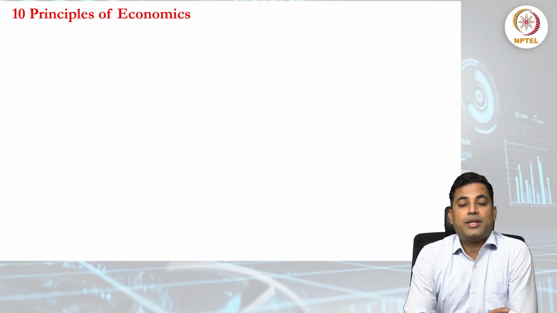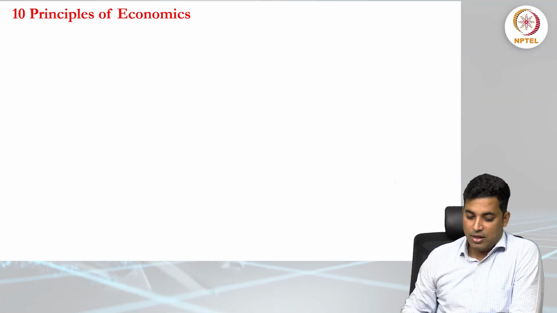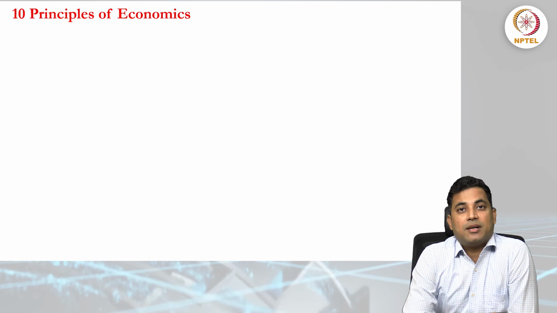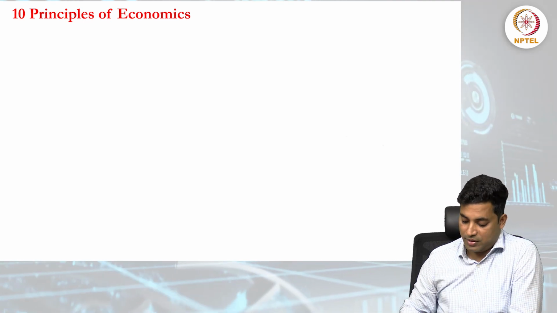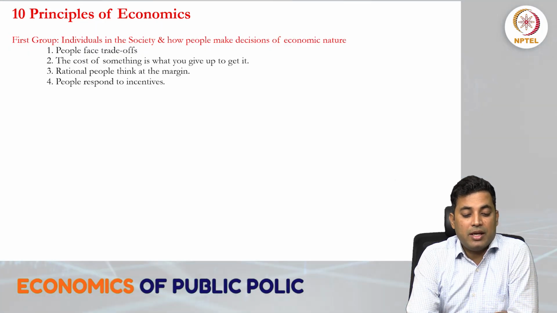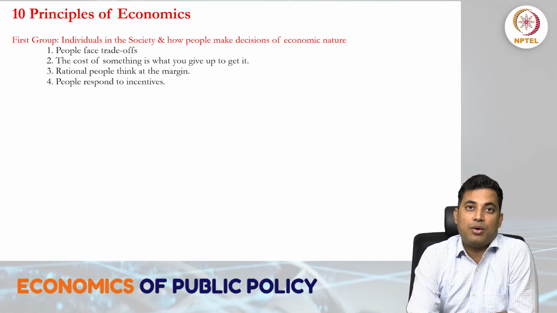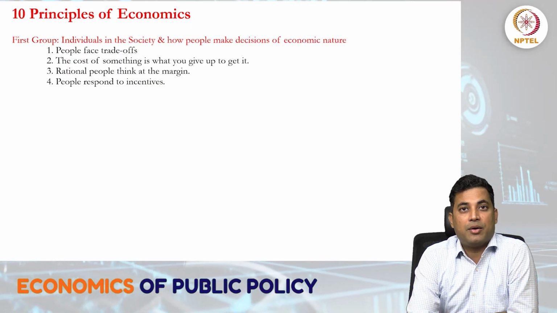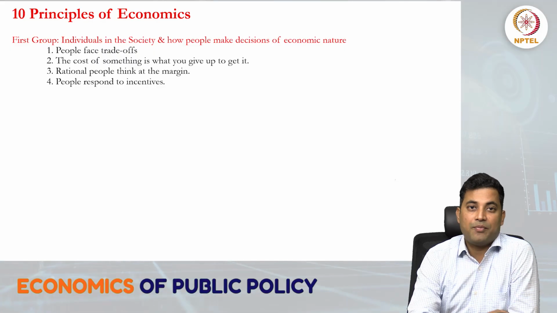So as we know, there are 10 principles in economics. For better understanding, I have clubbed the 10 principles into 3 groups. The first group is about individuals in the society and their role, especially how they make critical decisions which have an impact on the economic outcome.